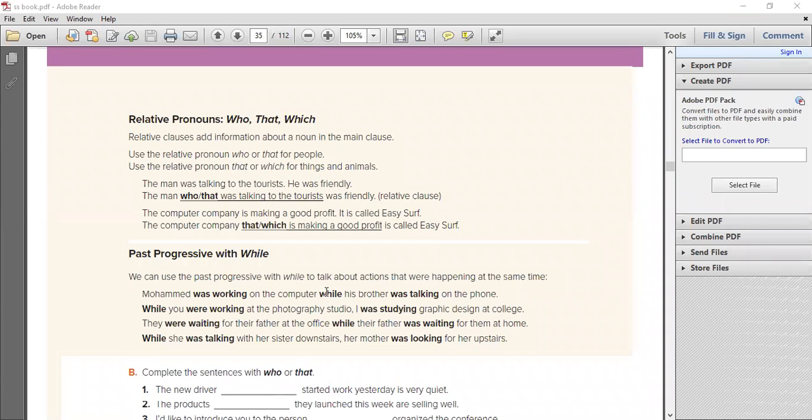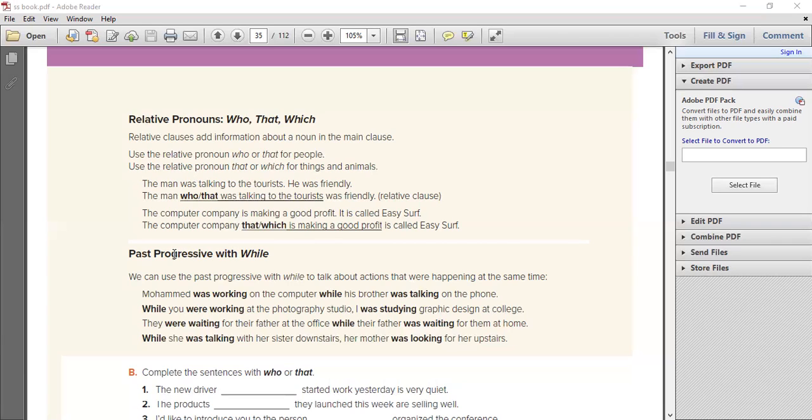We can use the past progressive with while to talk about actions that were happening at the same time. Remember, the only thing about this grammar is two actions at the same time. When we have when, usually I use it with a longer action and a shorter action. The last rule we explained from the first unit was when with the past progressive and past simple, but that was with when, not while. Now we're going to have while, but we don't have any other grammar. While with the past progressive only.